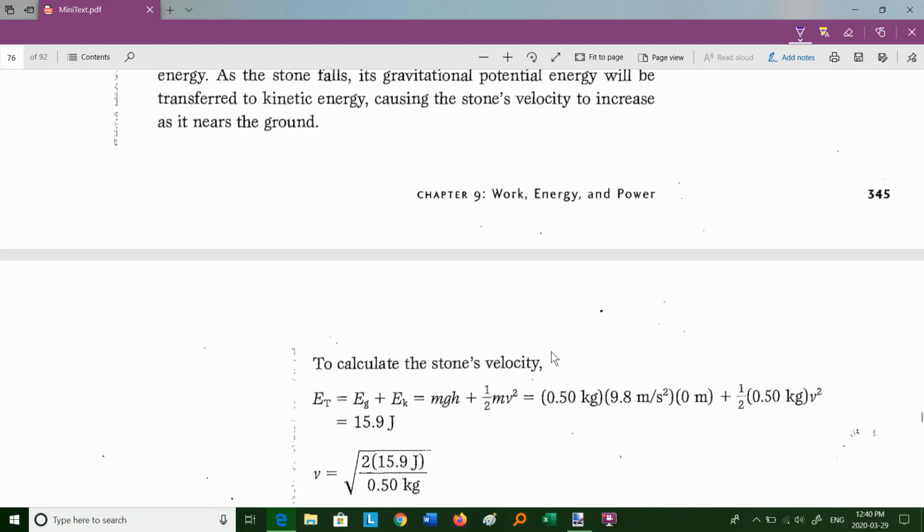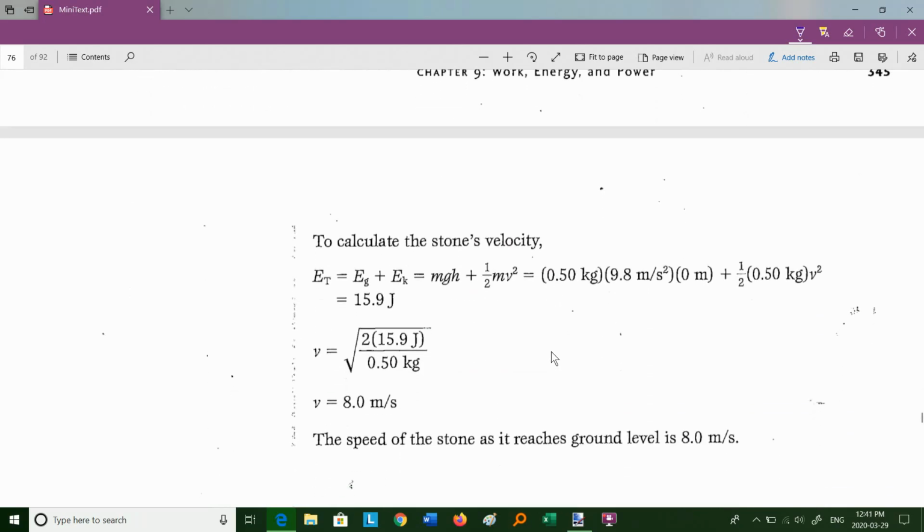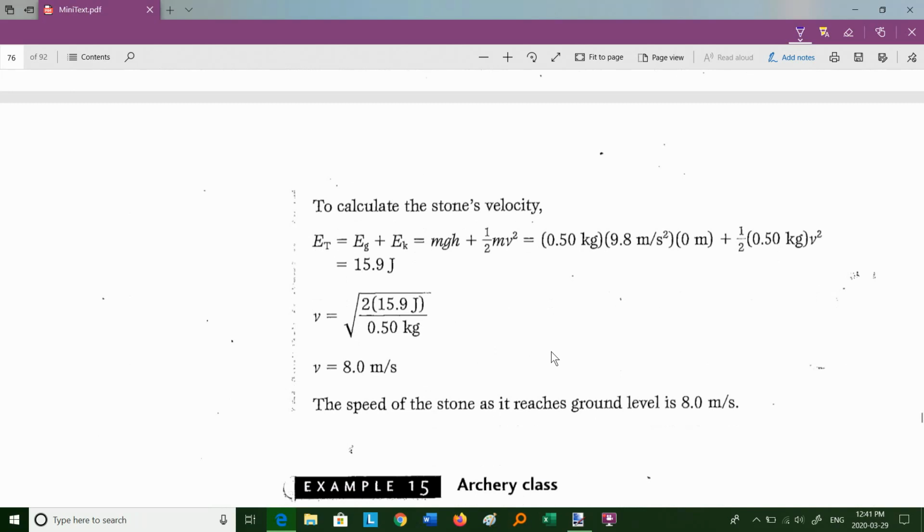Just before it hits the ground, all of that energy is kinetic. So the mechanical energy, 15.93 joules, times 2 divided by 0.5, gives 8 meters per second. So the speed of the stone as it reaches the ground level is 8 meters per second. That was all shown on page 345 in the mini text.